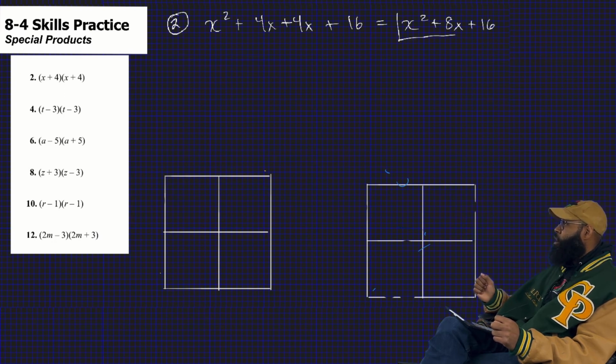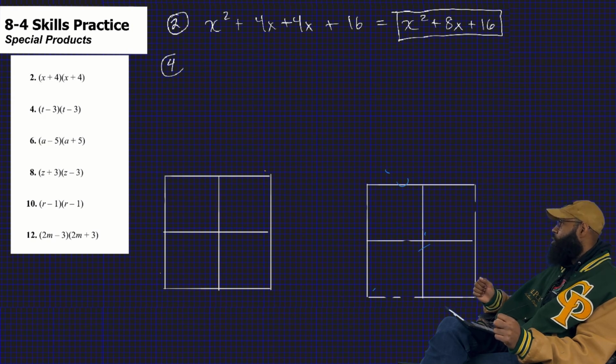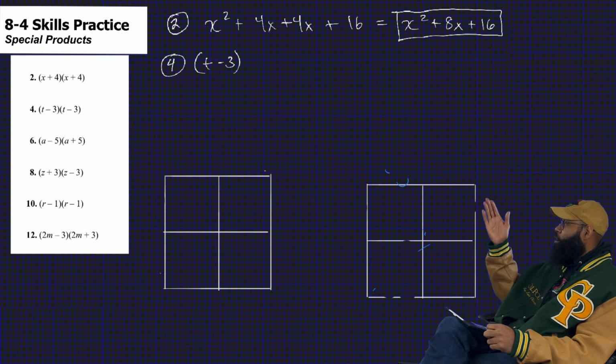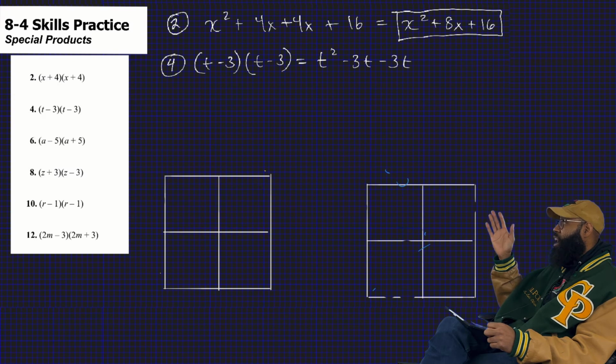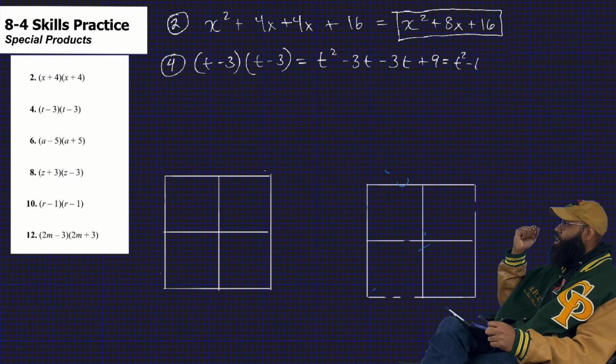For number 4, again, they're not using an exponent, but it is the same binomial, t minus 3 and t minus 3. So in my brain, of course, t times t, -3 times t, and t times -3. And then, of course, a negative times a negative is a positive, so therefore you get a positive 9. Collecting your 2 middle terms, and again, there's my final answer of t squared minus 6t plus 9.